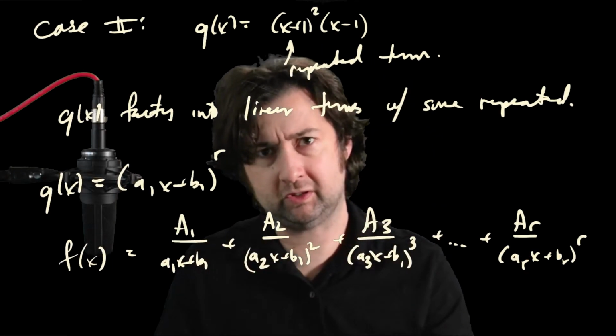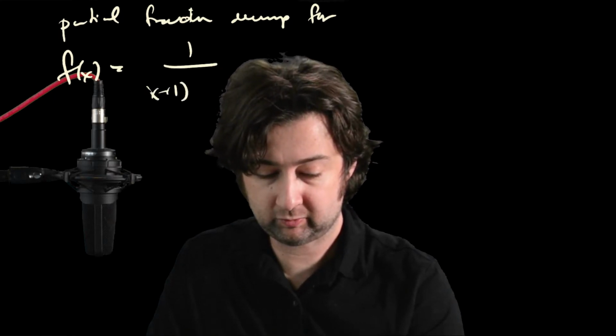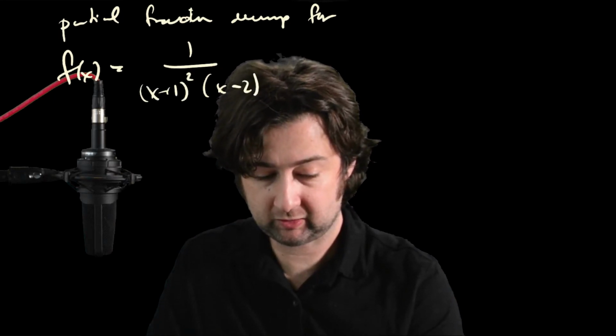Now that might look confusing. Let me show you what it looks like in practice. It's not so bad. So let's see if we can write down the partial fraction decomposition for f of x equals 1 over x plus 1 squared times x minus 2 cubed.